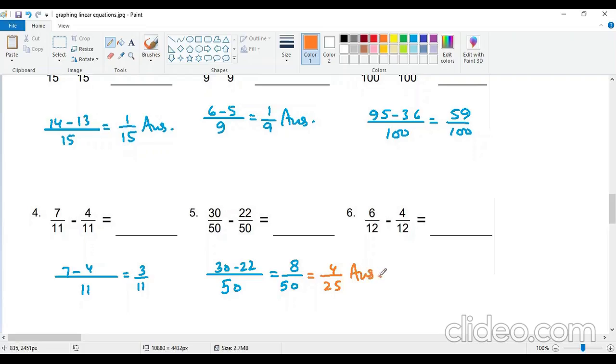Making a straight line and writing 12 once only. 6 minus 4 gives you a 2 over 12. This is going to be both reduced by 2, so 2 times 1 is a 2, and 2 times 6 is a 12. This is going to be your final answer.